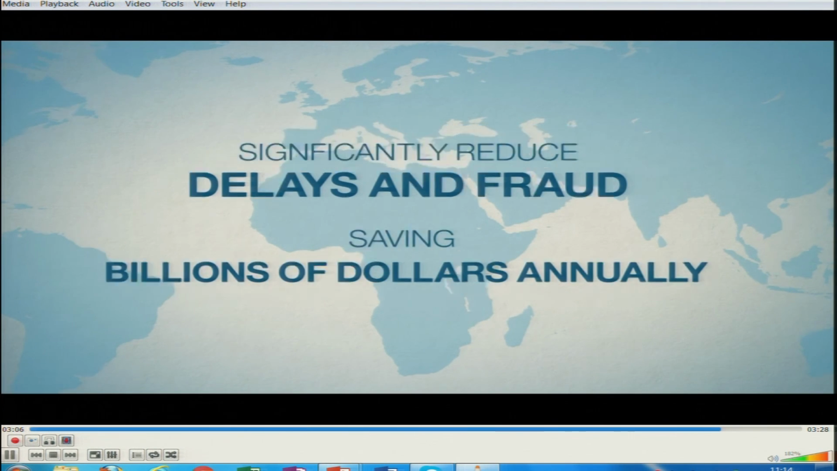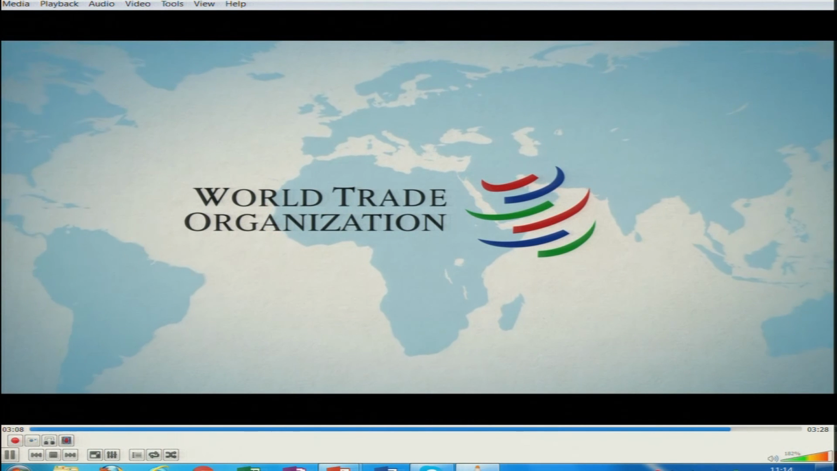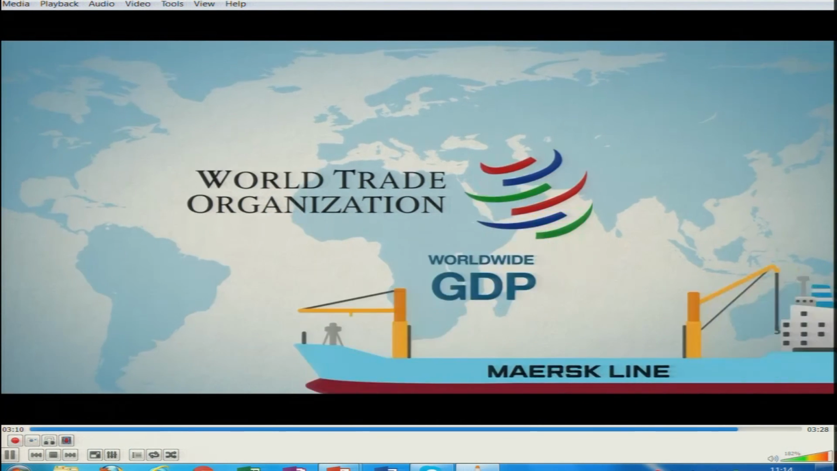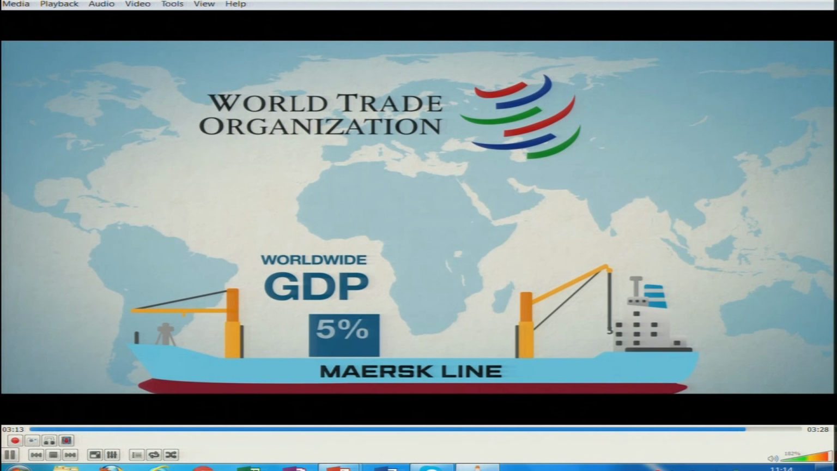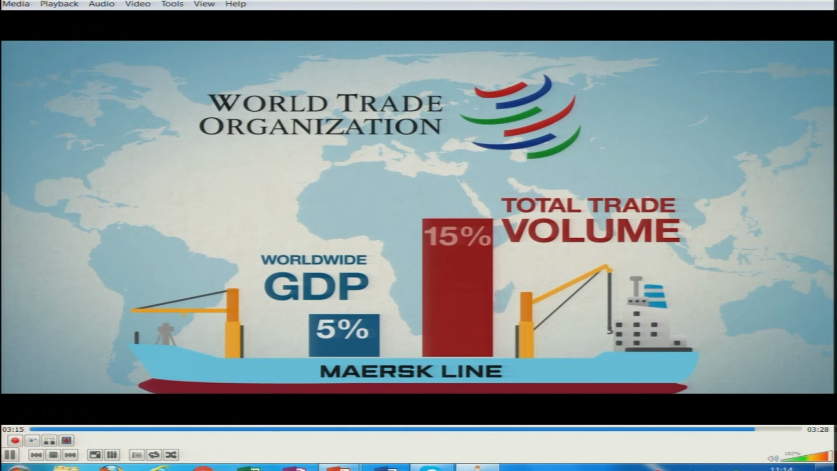And according to the WTO, reducing barriers within the international supply chain could increase worldwide GDP by almost 5% and total trade volume by 15%.